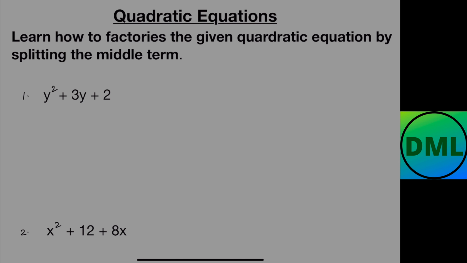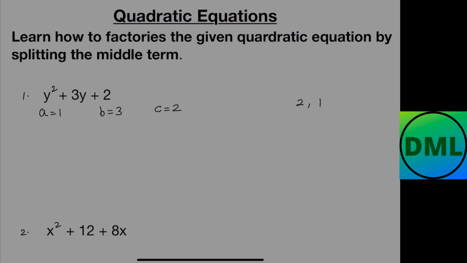Our first example is y square plus 3y plus 2. What are the values for a, b and c? Let's write down first. The value for a is equal to 1. The value for b is 3. The value for c is 2 here. I need to multiply a and c. My answer is 2 times 1 is 2. The factors of 2 are 2 and 1 only. Let's write down the factors 2 and 1.